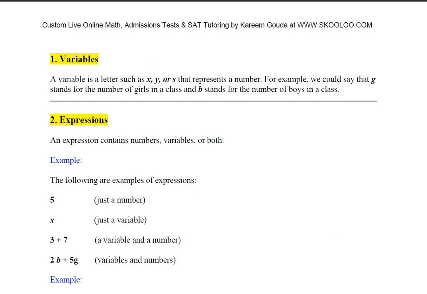Number 1, what is a variable? A variable is a letter like X, Y, S, Z that represents a number. For example, we could say that G stands for the number of girls in a class, and B stands for the number of boys in a class.